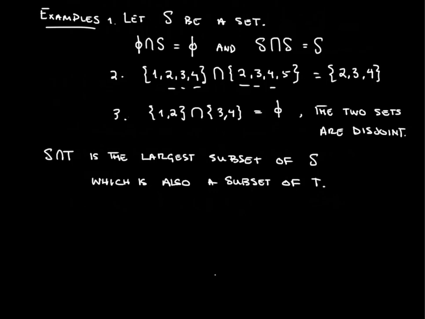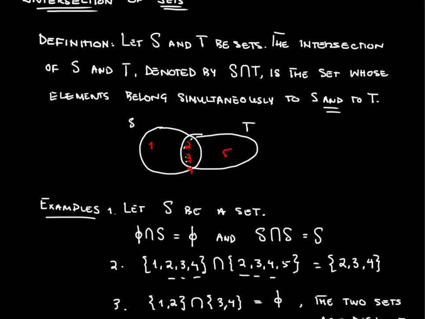And let's briefly recall the definition. We have two sets S and T. The intersection of S and T is the set whose elements belong simultaneously to S and to T. And that's it for this video.